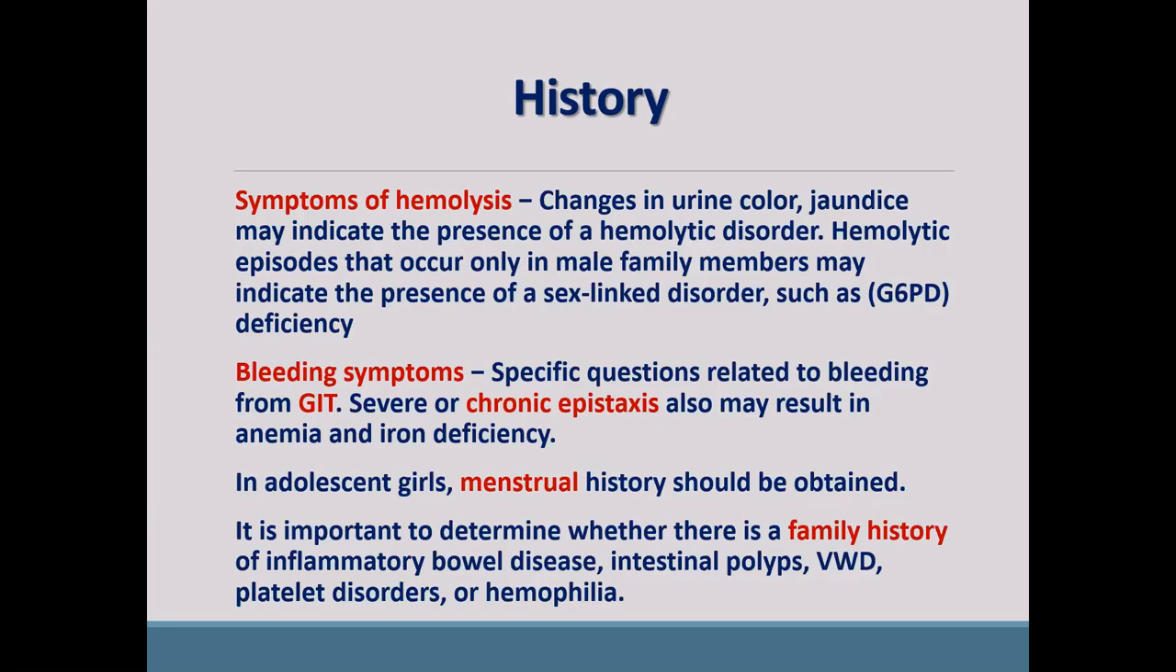In an adolescent girl, menstrual history should be obtained. It is very important to determine whether there is a family history of inflammatory bowel disease, intestinal polyps, or other bleeding disorders like von Willebrand disease, platelet disorders, or coagulation defects like hemophilia.